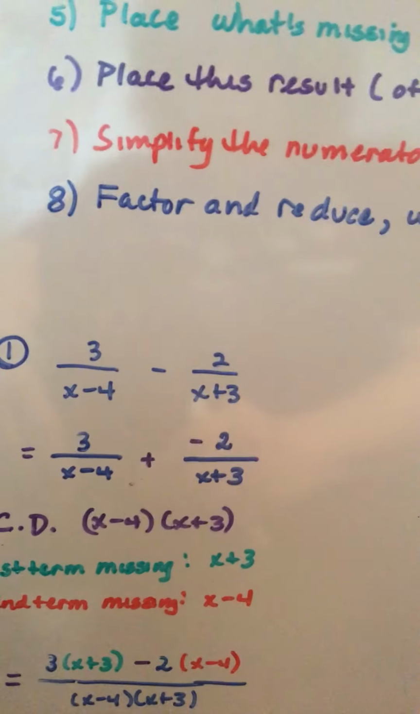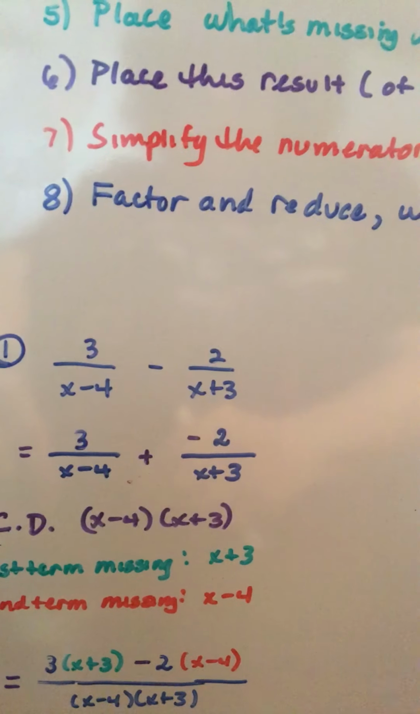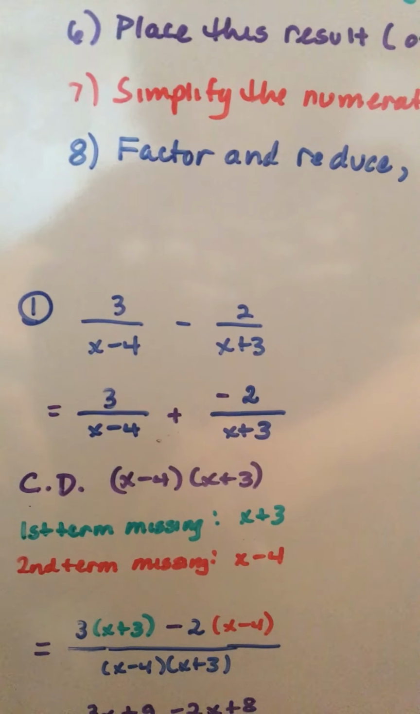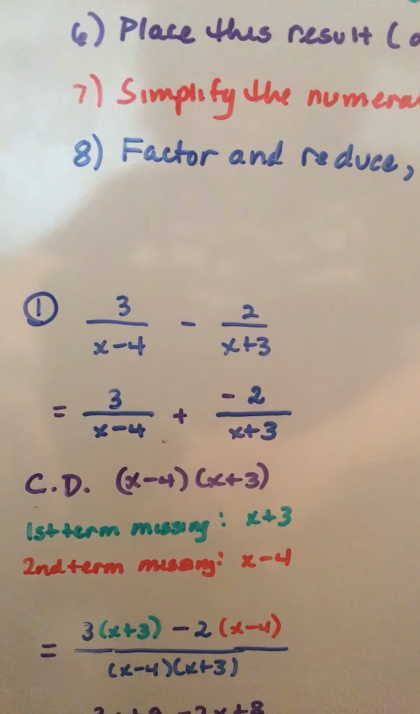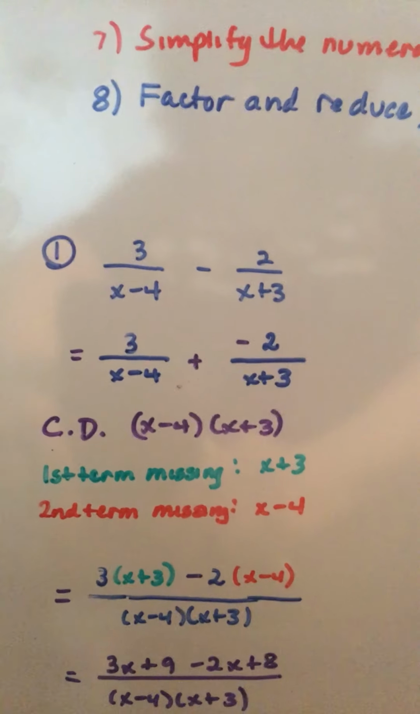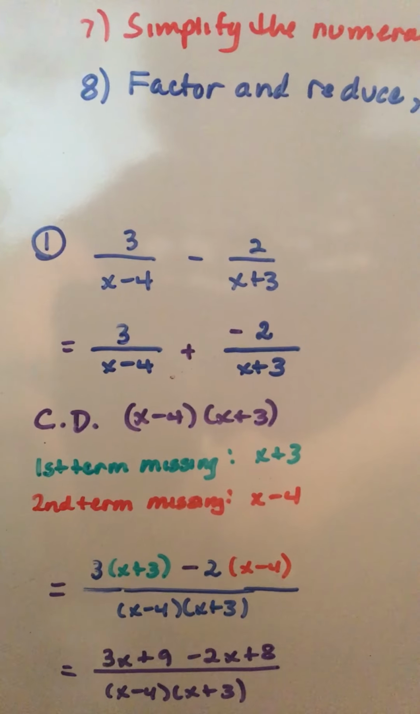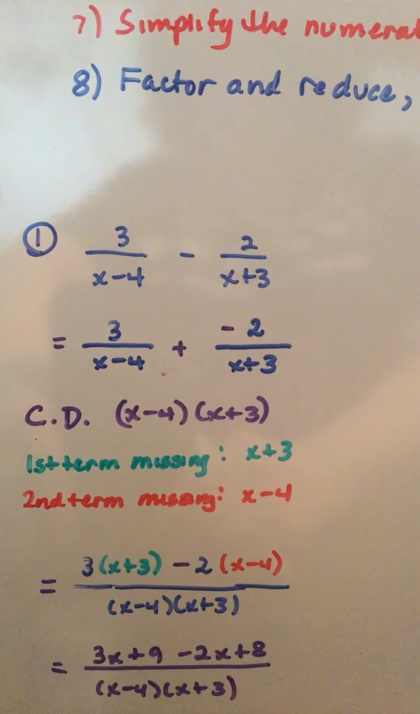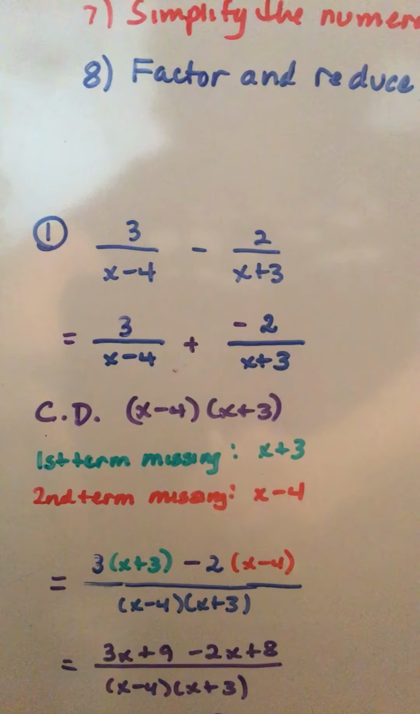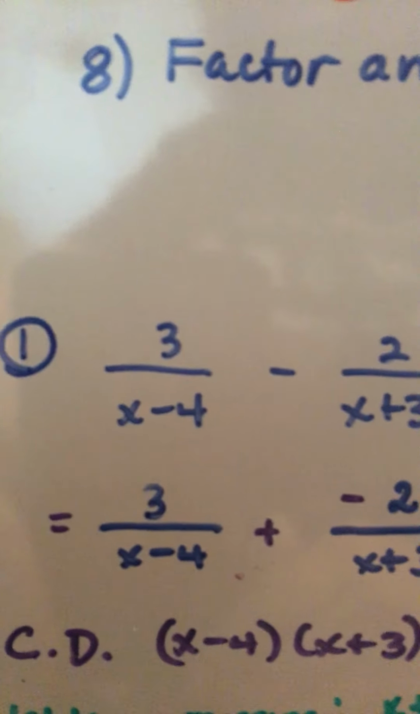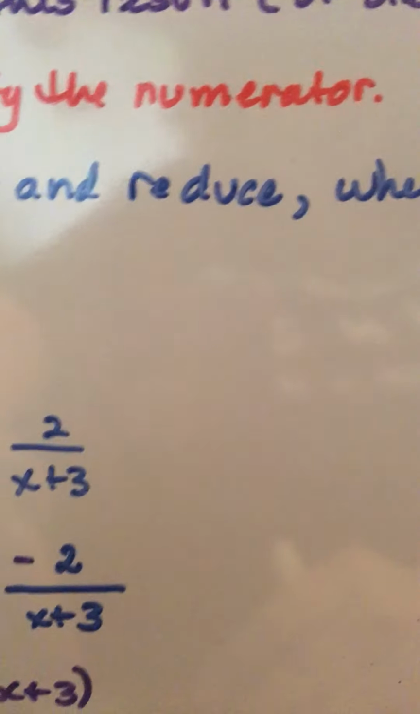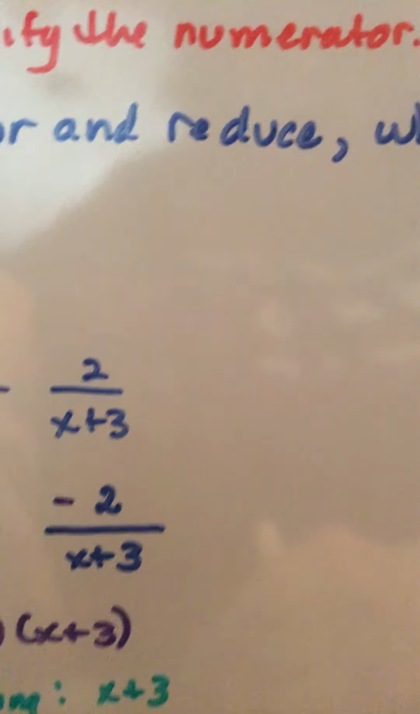So notice the first one, I rewrote that as plus -2. My common denominator is x minus 4 times x plus 3. What's the first denominator missing? X plus 3. What's the second denominator missing? X minus 4. Now, you've been taught to come up here and multiply by x plus 3 over x plus 3 and x minus 4 over x minus 4.